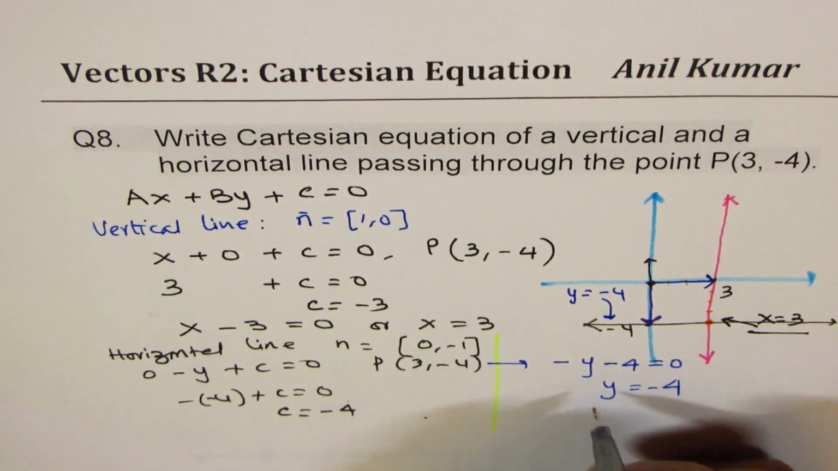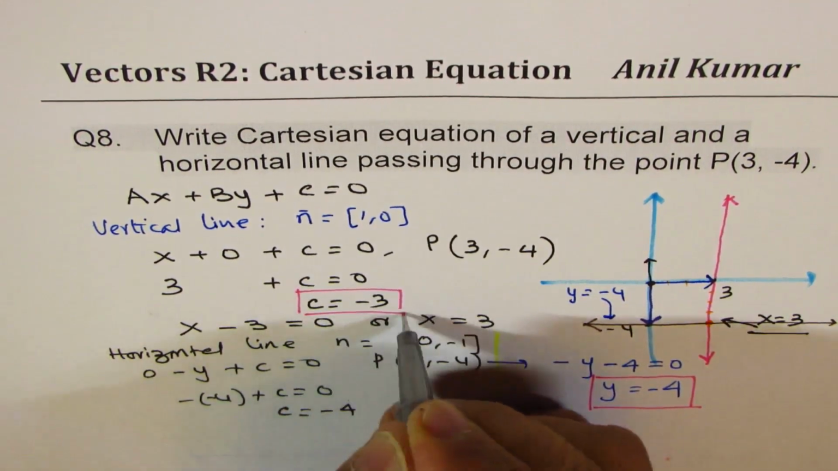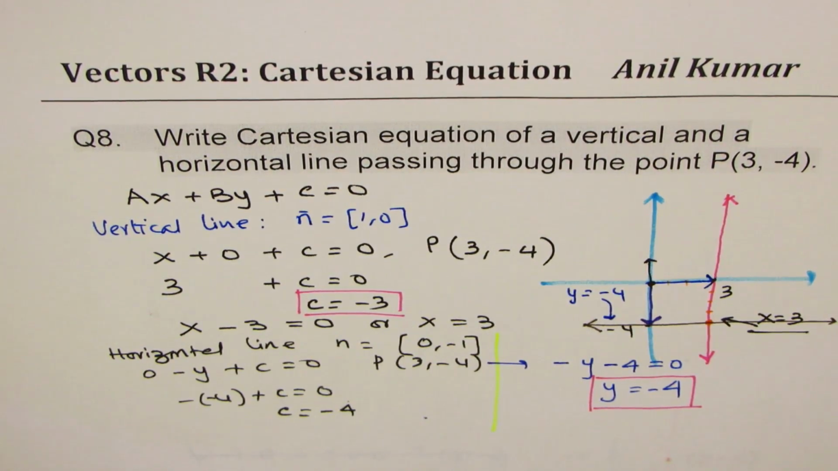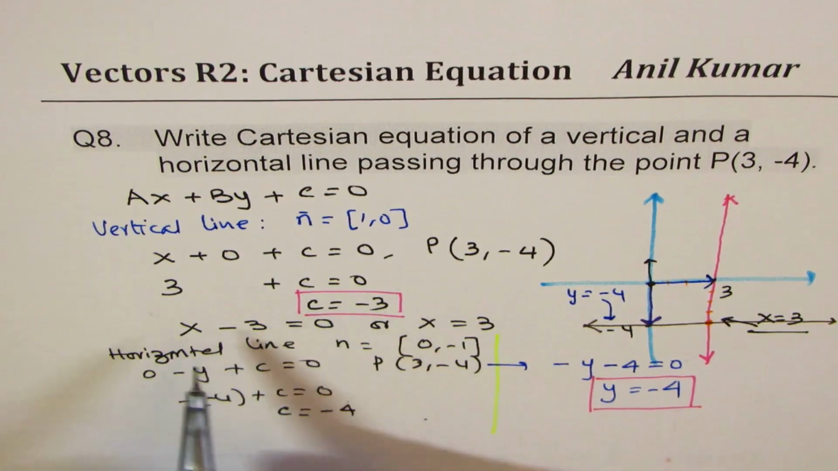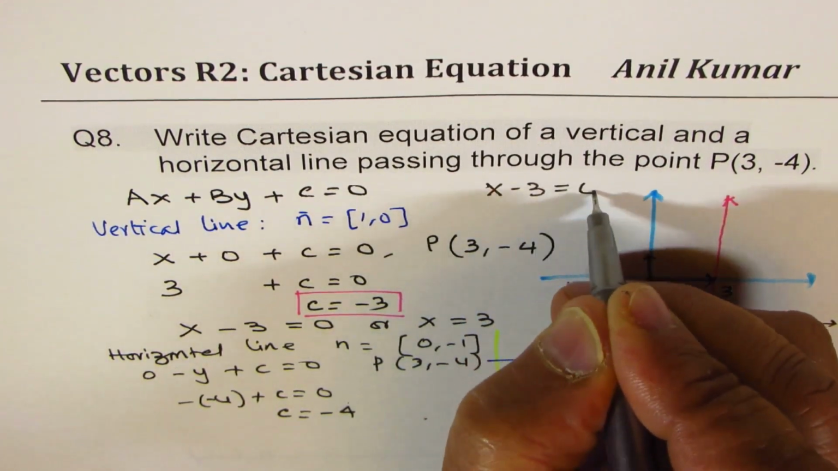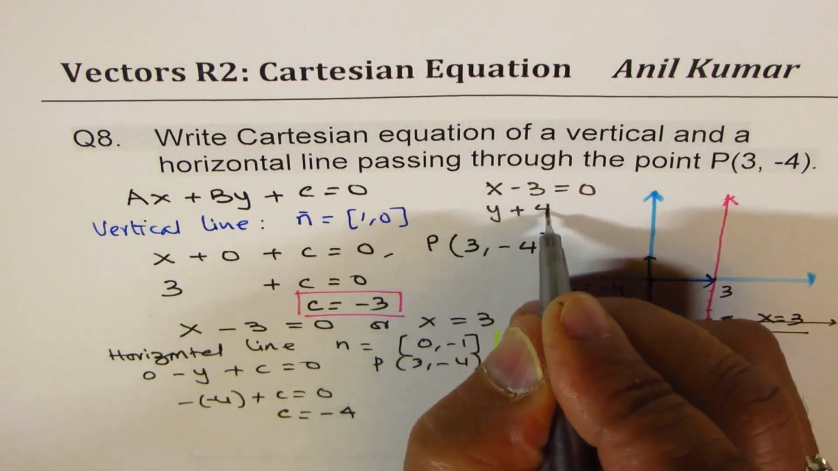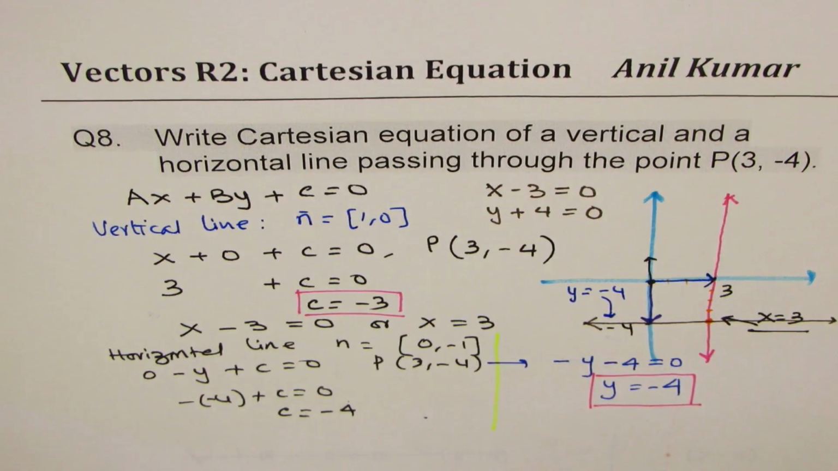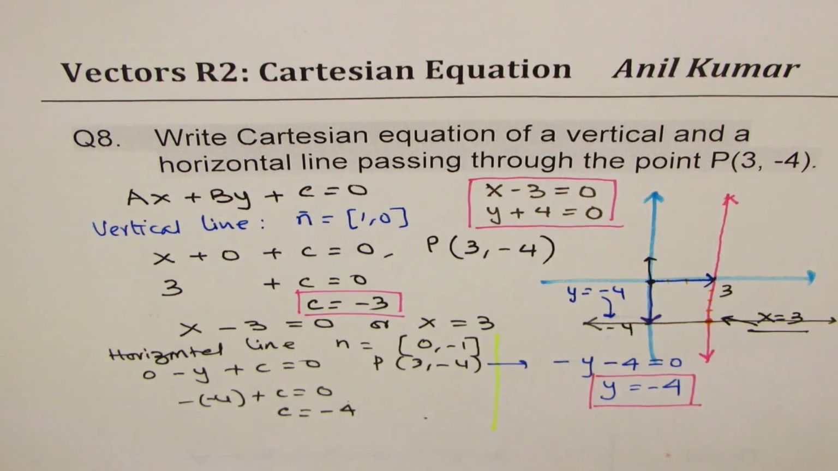Perfect. So that is how you could do vertical and horizontal lines in Cartesian form, correct? So our answers in Cartesian form: I should write this as x minus 3 equals 0, and the other line, you could make them both positive, right? y plus 4 equals 0. So that is the set of vertical and horizontal lines through the given point. With that, we conclude our understanding of Cartesian equations, a bit of review with a few questions.